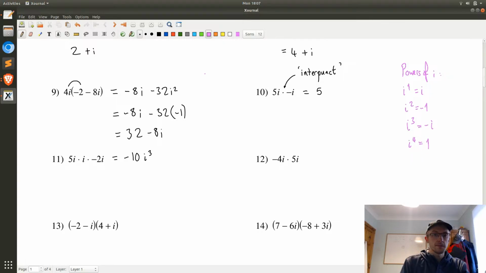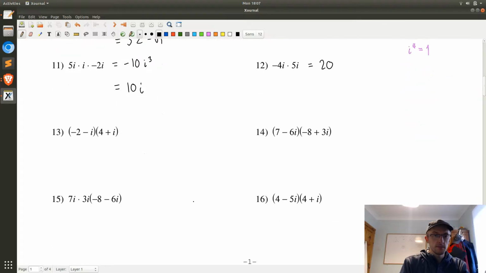Okay. So over here then, making use of that, this will be negative 10 times negative i, which is 10i. And over here, we've got negative 20 times i squared, so 20. You see, two imaginary numbers and a completely real number as a result.